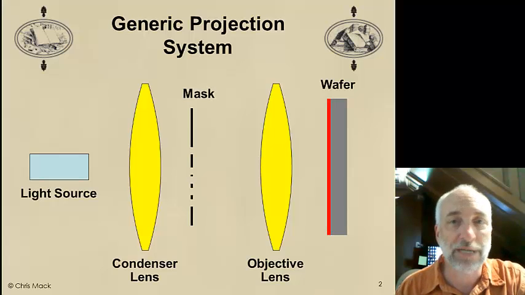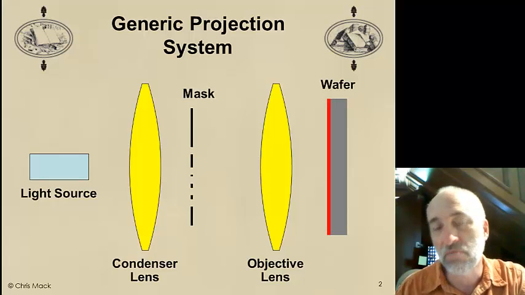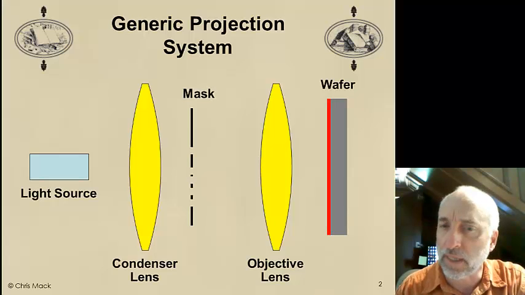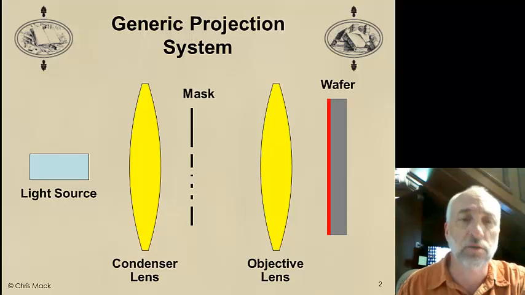A generic projection system has these basic components. We're going to come back to some of these later, in particular how we illuminate the mask. So I won't go into a lot of details today. What I want to focus on is what happens to the light after it goes through the mask.